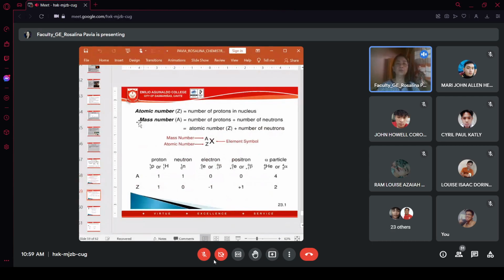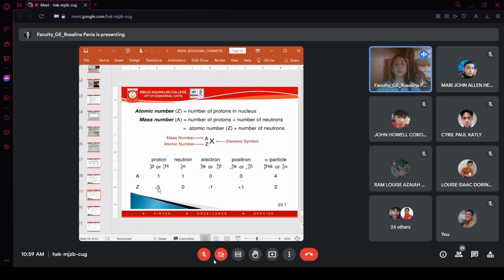Now, this is now what you're going to remember with regards to balancing of nuclear reactions. Of course, atomic number is denoted by Z, that those are the number of protons in the nucleus. Mass number is the number of protons plus number of neutrons, or atomic number plus number of neutrons. Remember that, diba? Prelims pa lang, tinitake up na natin ito.